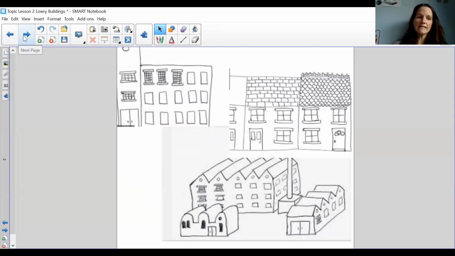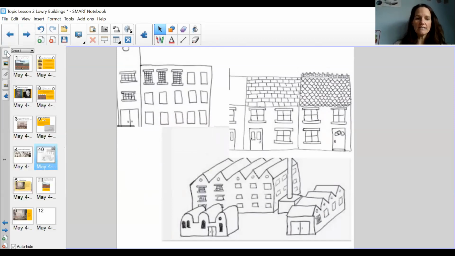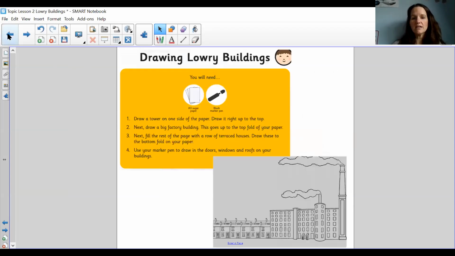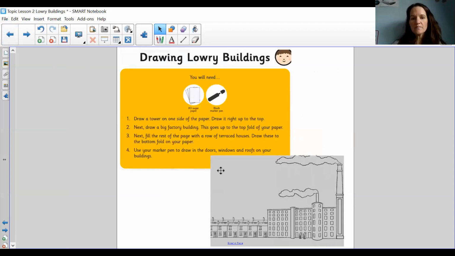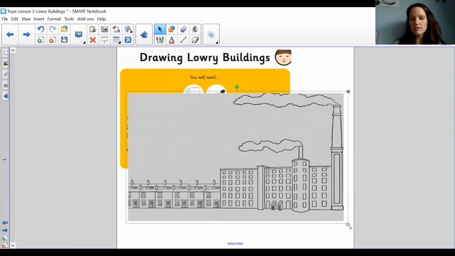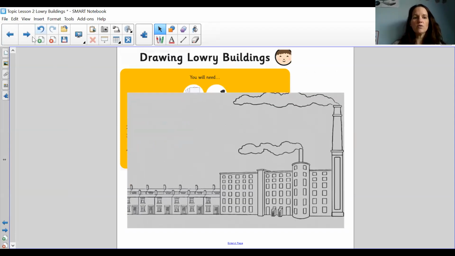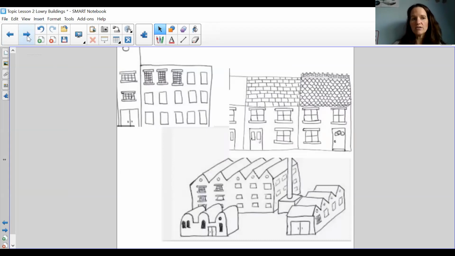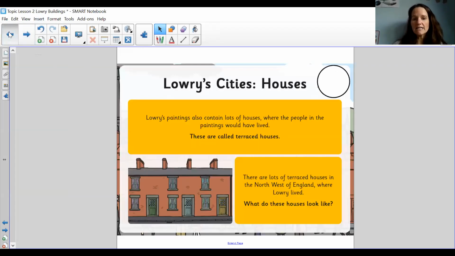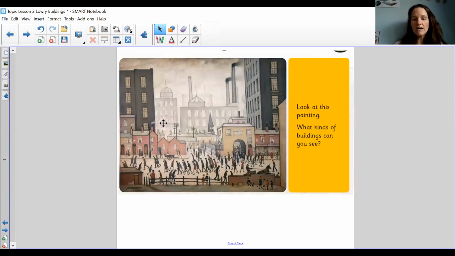Now, what I would like you to do is to practice, if you can, drawing these buildings. Draw lots of different types of buildings. If you want to pause it on this picture and just try and copy this picture, you can. Or if you would like to copy one of the others, or if you just want to use your imagination, you could look back at some of Lowry's pictures and try and draw some of these buildings that you would like.